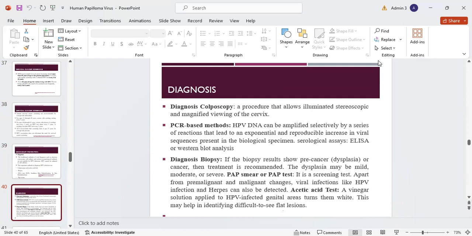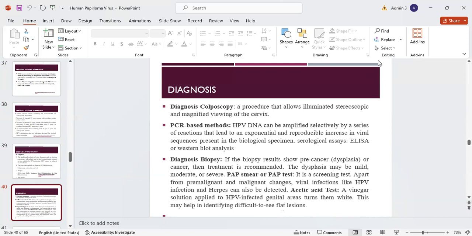Diagnosis: colposcopy, a procedure that allows illuminated, stereoscopic and magnified viewing of the cervix. PCR-based methods: HPV DNA can be amplified selectively by a series of reactions that lead to an exponential and reproducible increase in viral sequence present in a biological specimen. Serological assay: ELISA or Western blot analysis. Diagnosis: biopsy. If biopsy results show precancer, dysplasia or cancer, then treatment is recommended. The dysplasia may be mild, moderate, or severe.